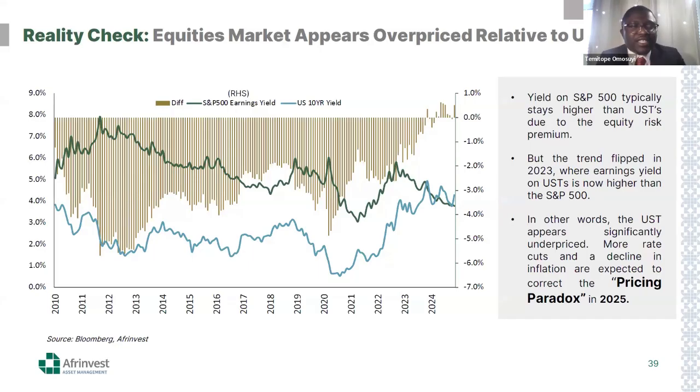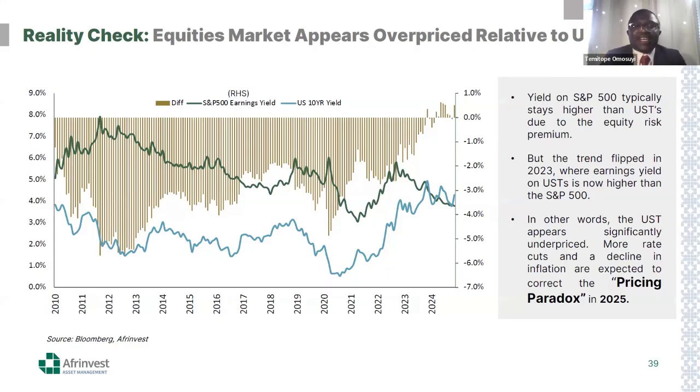Two things can happen in this kind of market situation. It's either the earnings yield on the S&P goes up, and if that happens, it means prices will drop in the market, because the earnings yield in this context is earnings per share divided by price per share, right? If that happens, it's not going to be good for investors in stocks.